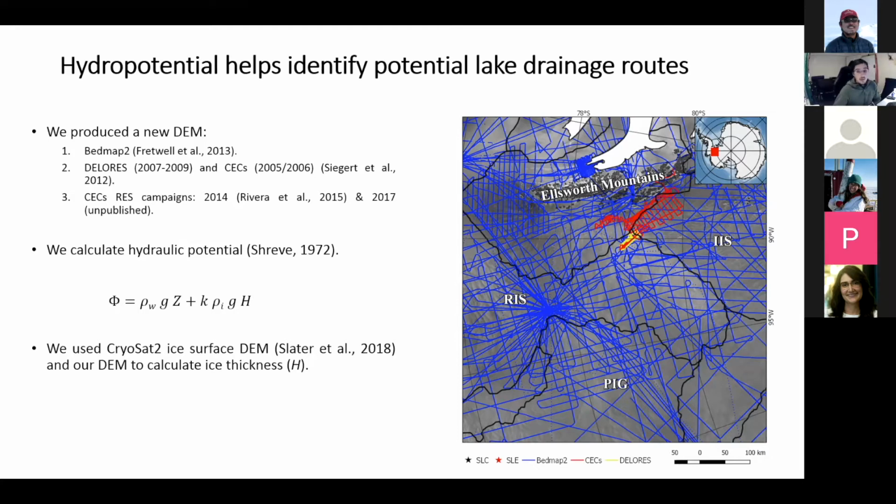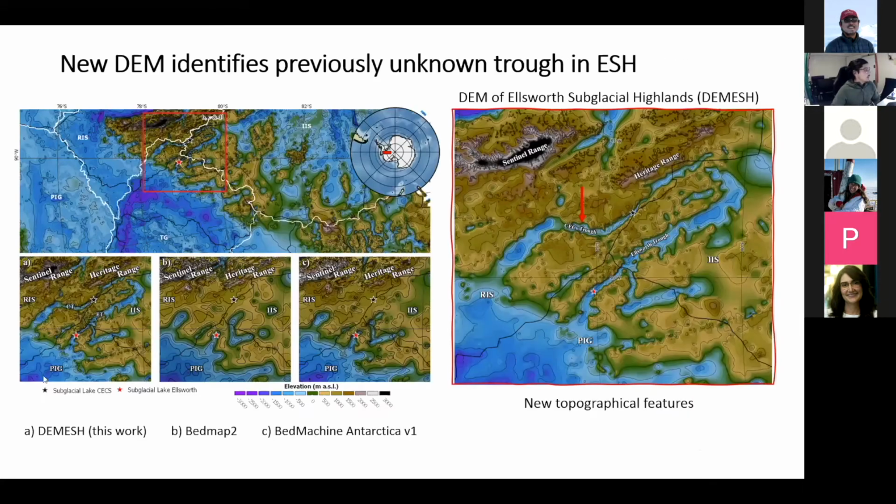This is a comparison between the different subglacial DEMs. Panel A is showing our work, B is showing BedMap2, and C, BedMachine Antarctica version 1. The key feature here is the newly identified deep trough that reaches from the interior of Ellsworth subglacial highland next to the Heritage Range and feeds toward the Radford ice stream.